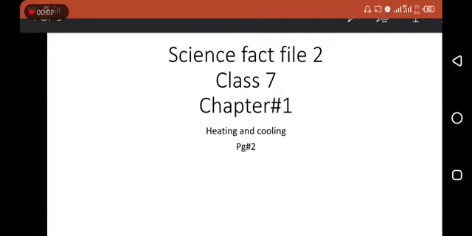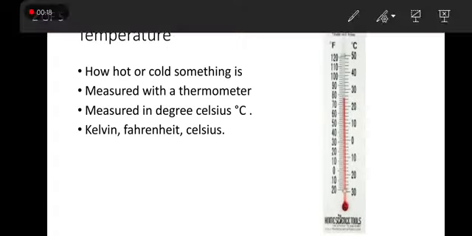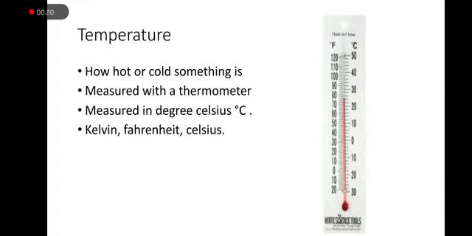This is our first lecture, our first chapter for class 7. The topic of this first chapter is heating and cooling. So we will study heating and cooling in this chapter. The first topic is temperature. But before temperature, we will study an introduction to heating and cooling.